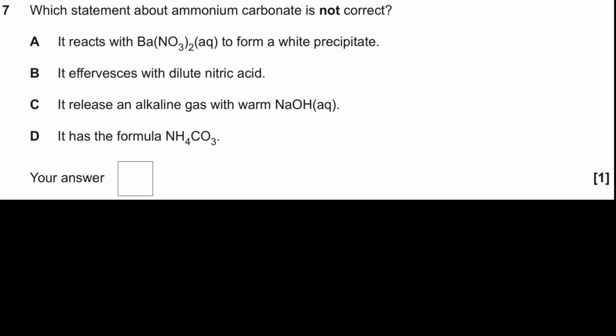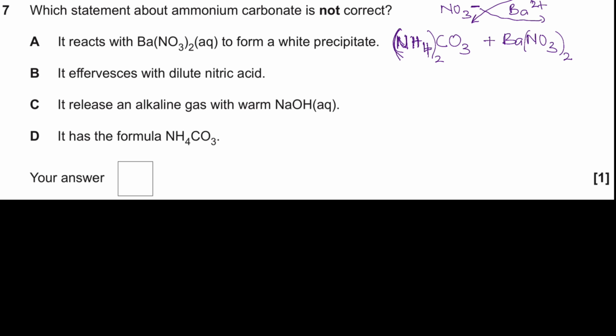Question 7. Which statement about ammonium carbonate is not correct? A. It reacts with barium nitrate to form a white precipitate. Ammonium carbonate will be NH4CO3, but the NH4 is +1 and CO3 is 2-. That will be 2 there. Ammonium carbonate is reacting with barium nitrate. There will be 2 nitrates there because nitrate is NO3- and barium is 2+. The 2 we go to there and the 1 we go there. That's how we got our formula.